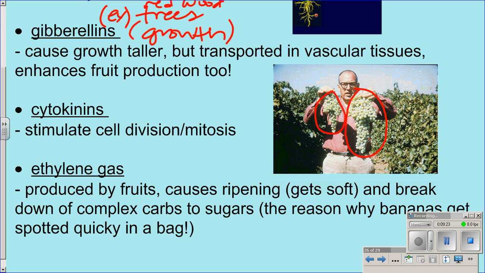Cytokinins. Cytokinins are cell chemicals. Okay, cyto means cell, and so I just remember cell chemicals, cyto. So I'm trying to give you little ways to remember these terms.